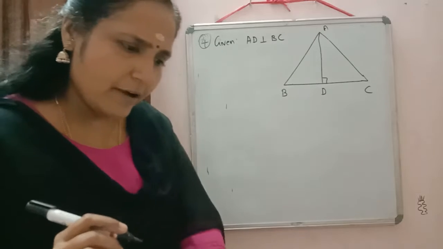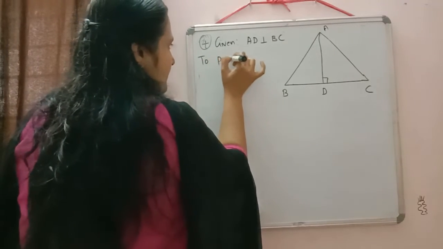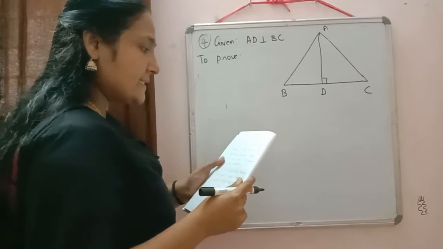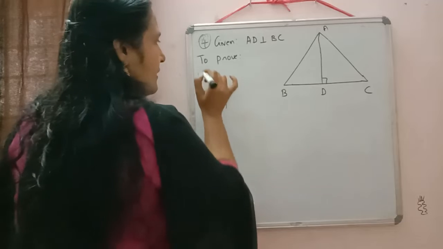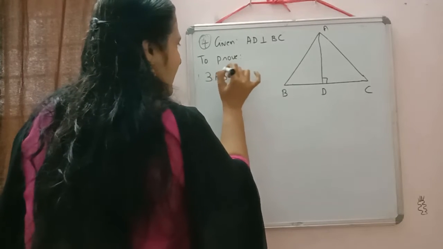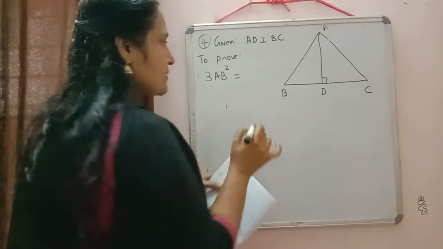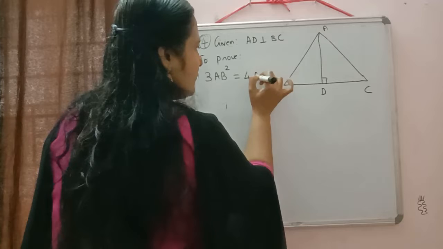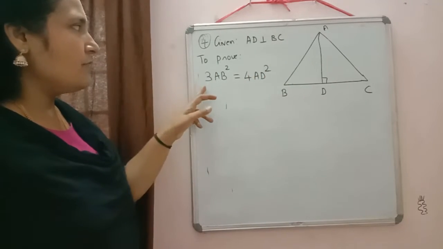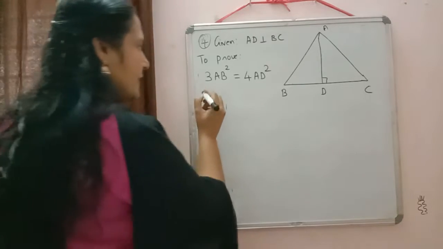And then what we have to prove? Just write down there, to prove 3 times the square of any side of an equilateral triangle. So any side, suppose I am writing 3 into AB square is equal to 4 times the square of the altitude, so 4 times AD square. This we have to prove: 3 into AB square is equal to 4 into AD square.